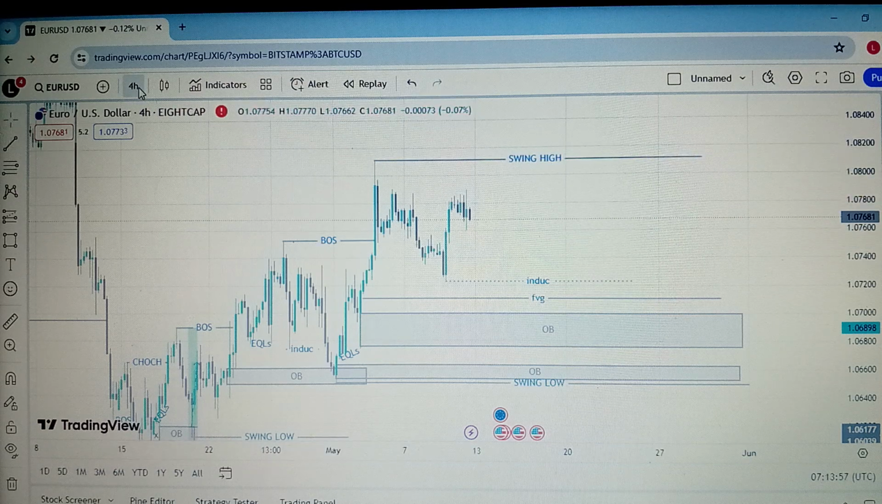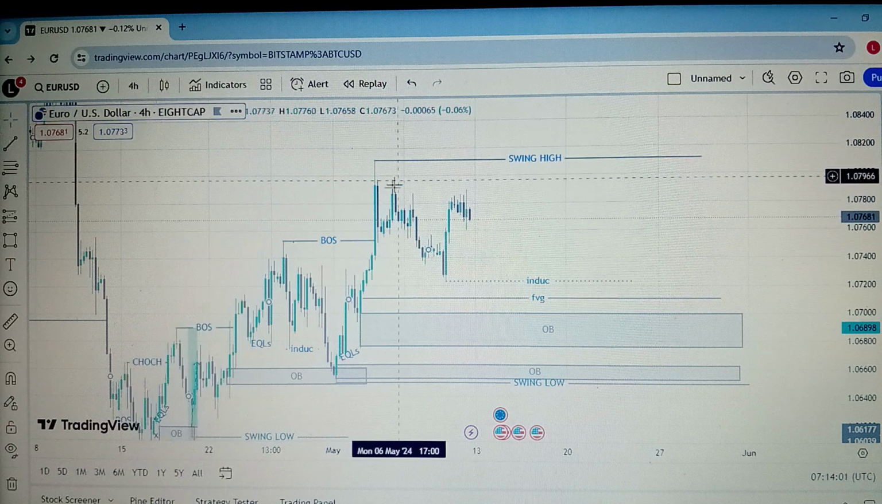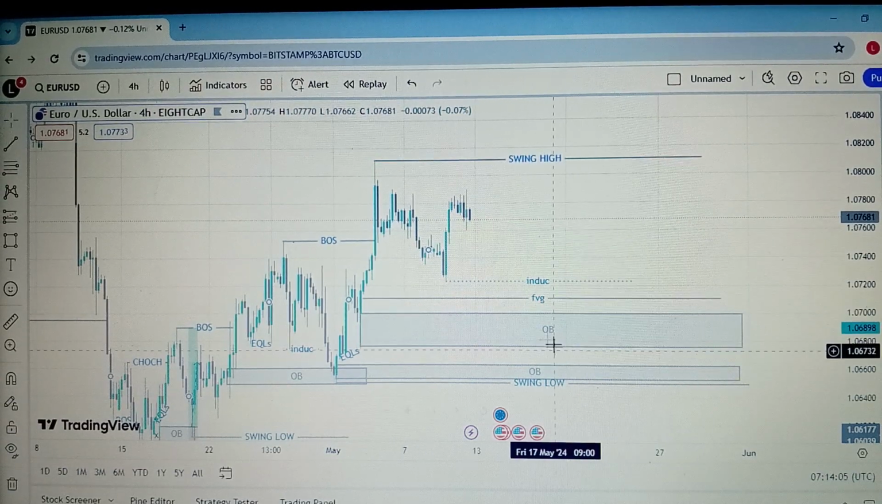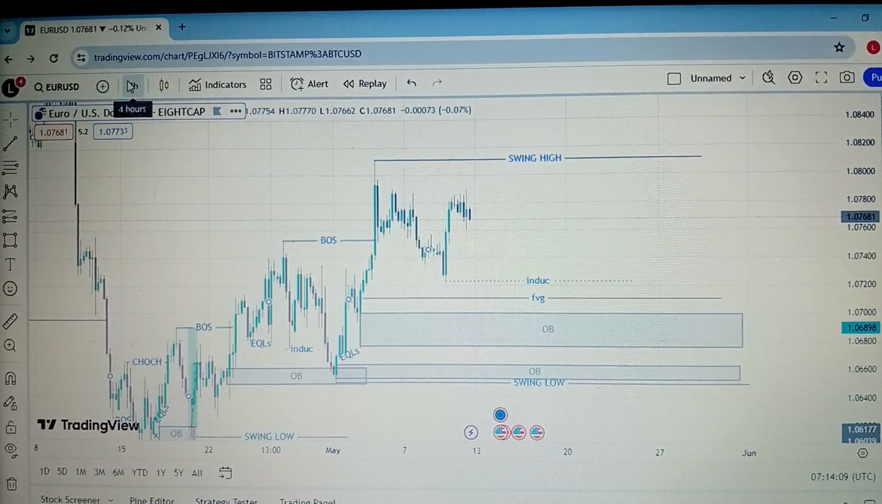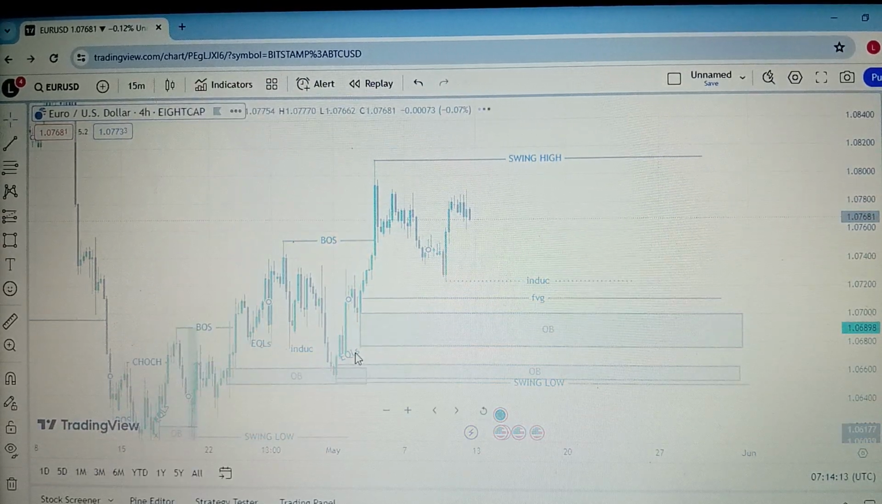So I dropped down to the 15-minute time frame, and I'm going to teach you how to trade a 4-hour pullback from a swing high heading down to the swing low. Let's drop down to the 15-minute time frame. It's simply the same thing I showed you right now. Dropping down to the 15-minute time frame, what do we see?